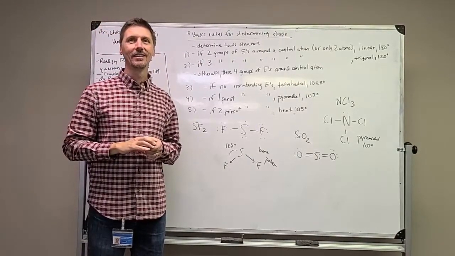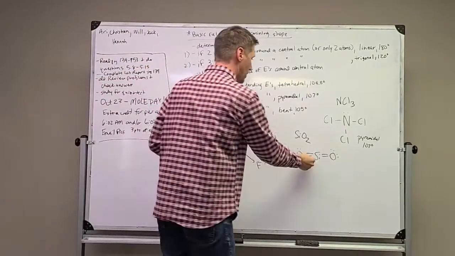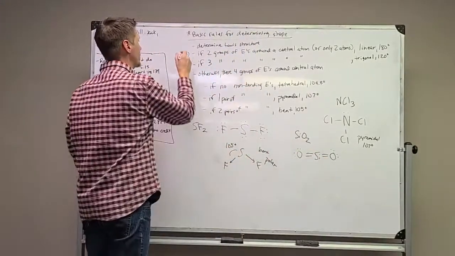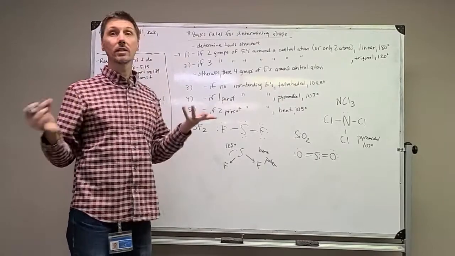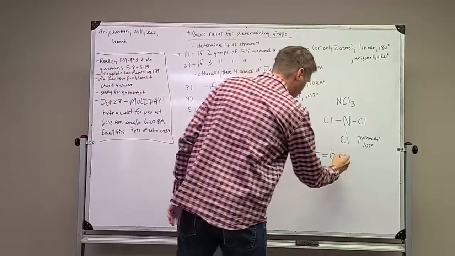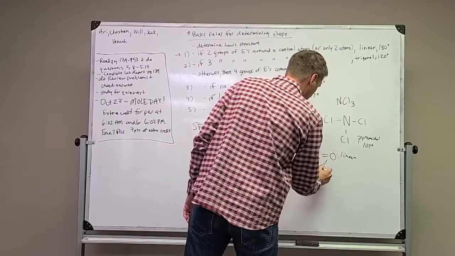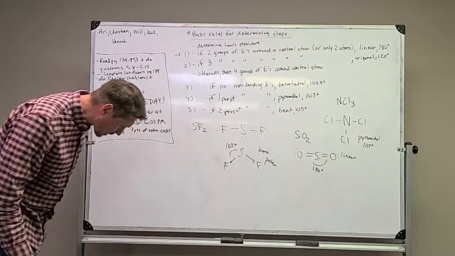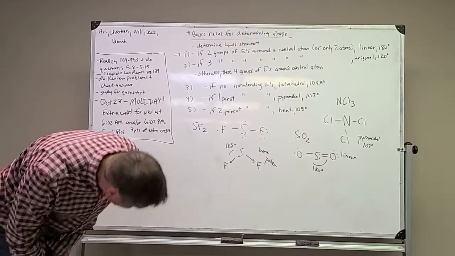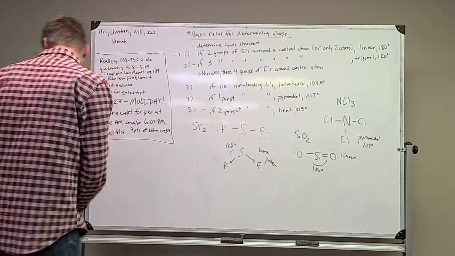We've got 2 shared pairs. So we got 2 covalent bonds here. So that is this category. So now we're dealing with linear, right? This shape is linear. 180 degrees for our bond angle.